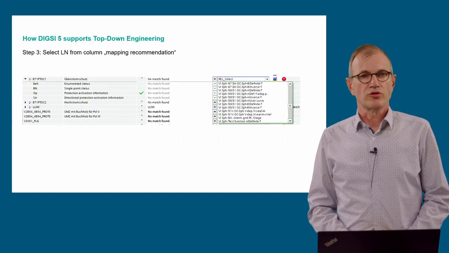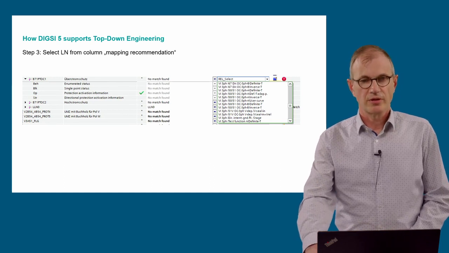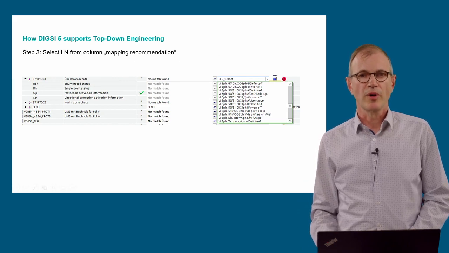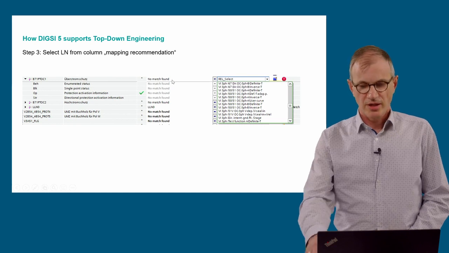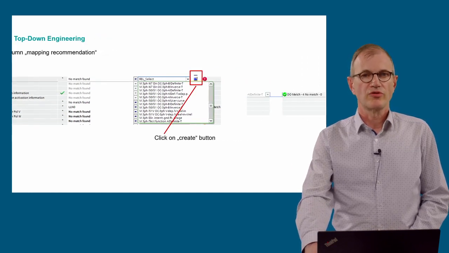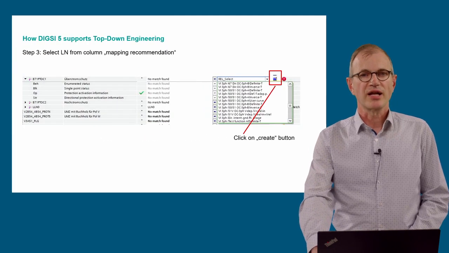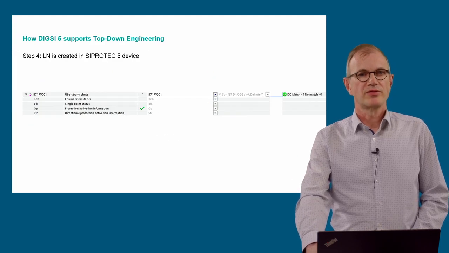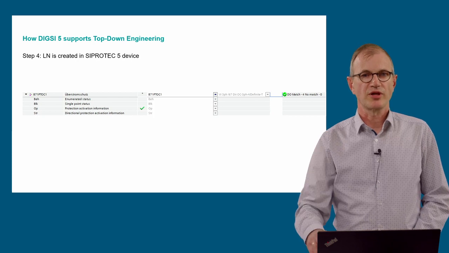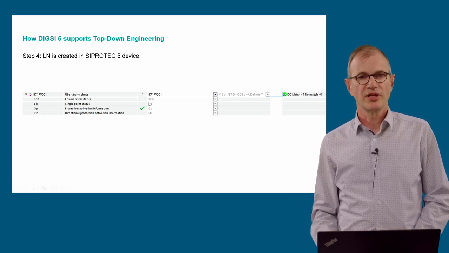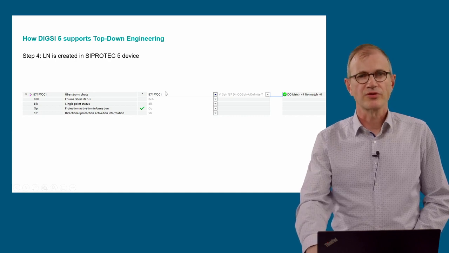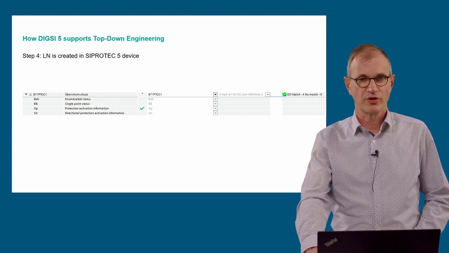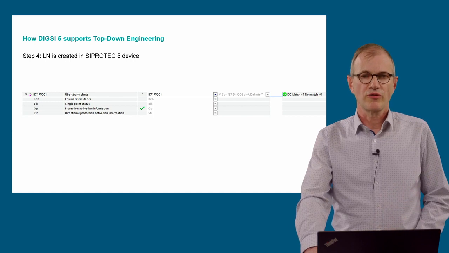For example, you want to create a logical node. You just select it from the mapping recommendation column. You get some recommendations of what the device is offering, and you can then select in the column before what you want to have and create it by clicking on that blue create icon or button. Then this logical node is created in the SIPROTEC 5 device. It then appears in this column here. In this case, it's a PTOC, which is required on the left side. You remember this was the input from our SSD file, so the meaning of a requirements list.